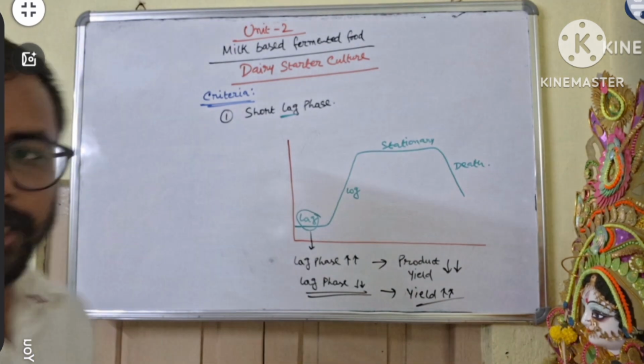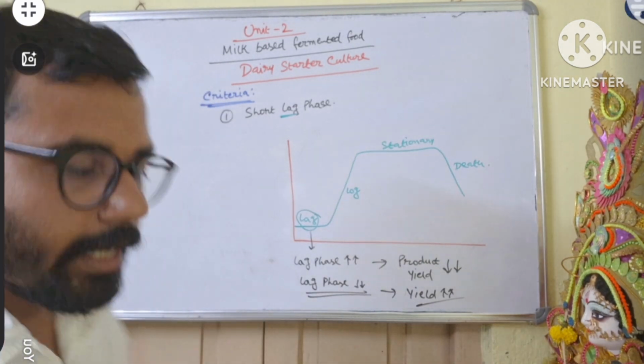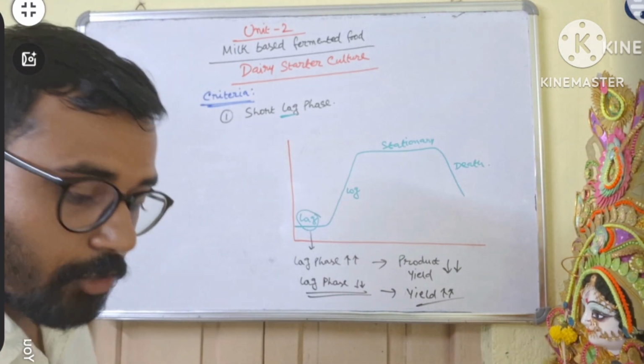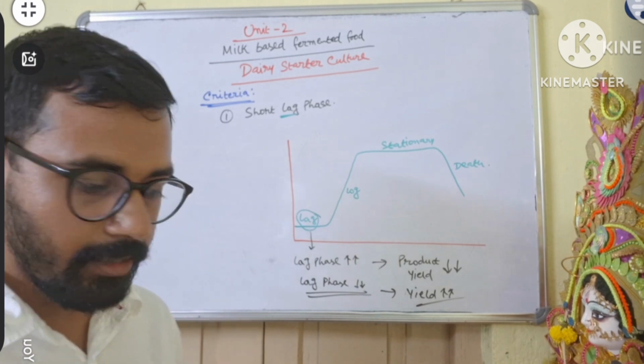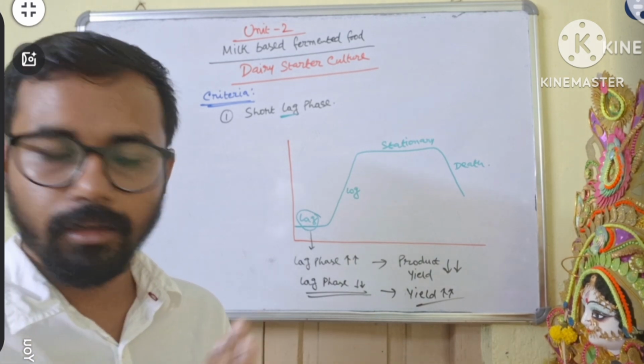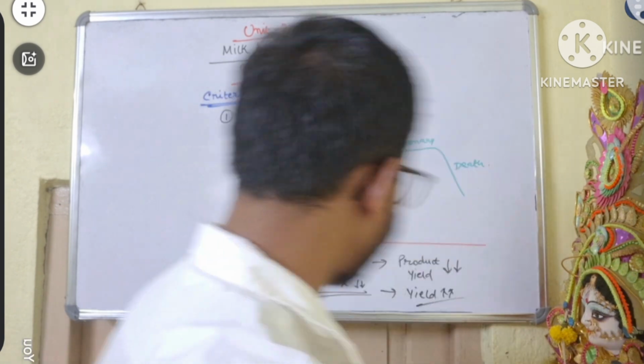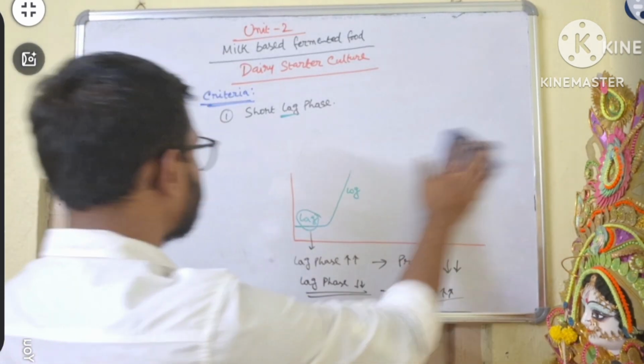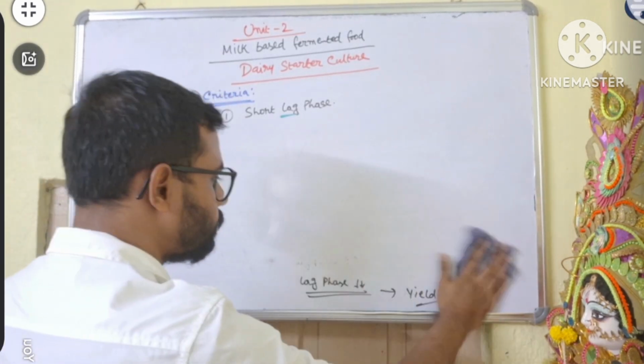So the criterion for a dairy starter culture is that the bacteria should have a short lag phase. That means the initial time should be less, not extended. Is the point clear, everybody? Criteria number one.